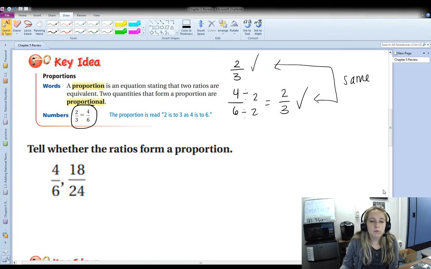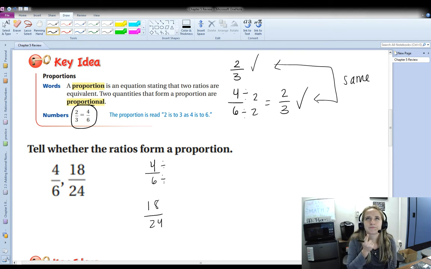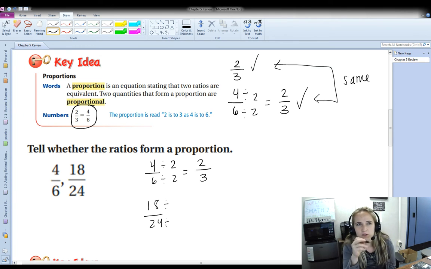So let's see, tell whether the ratios form a proportion. So I have 4/6 and I have 18/24. So let's look here. What could we reduce 4/6 by? What could we divide the 4 and the 6 by? Hopefully you're thinking 2. That would make it 2/3. Now let's look at 18/24. What's the greatest common factor of 18 and 24? What about 6? Let's look.